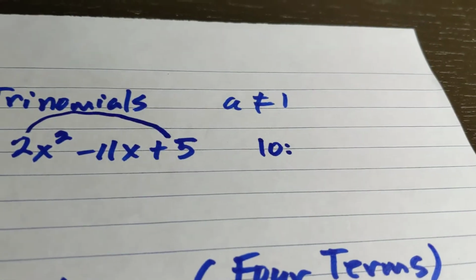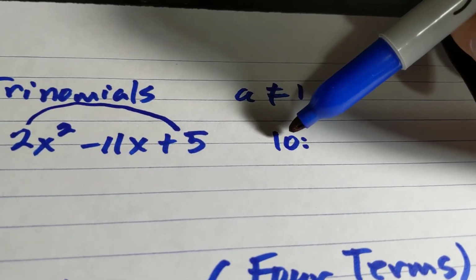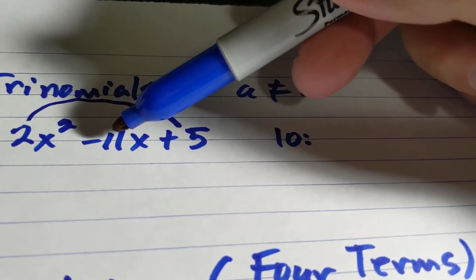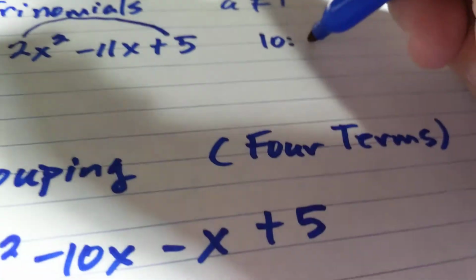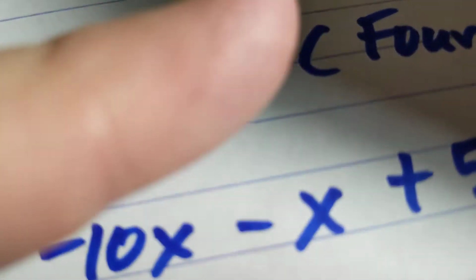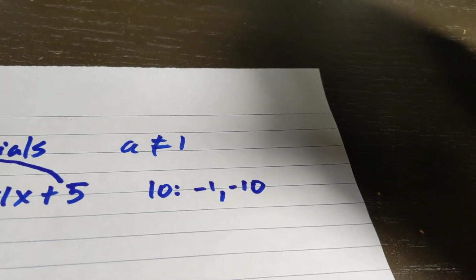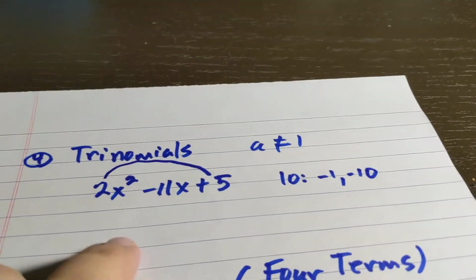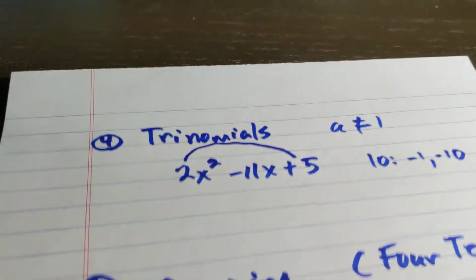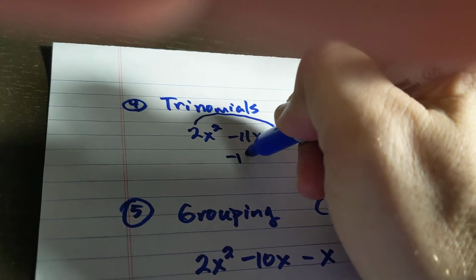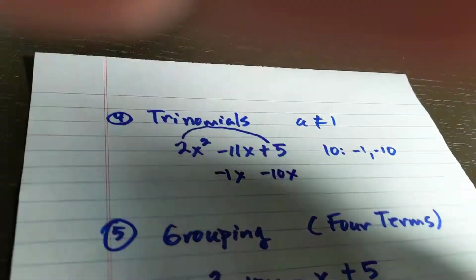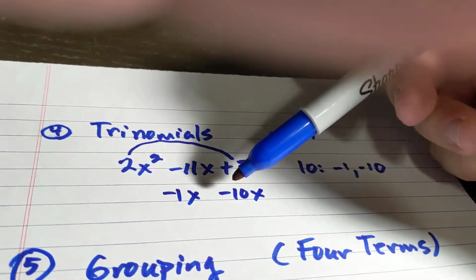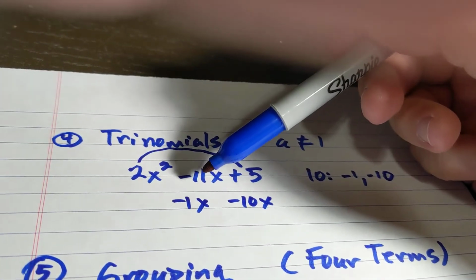So write down the 10 and then be thinking, hey, what would multiply to be positive 10 but would add to be negative 11? If you think about that for a second, you're going to realize that's going to be negative 1 and negative 10. So negative 1 times negative 10 is positive 10, and it does add to be negative 11. So what you do is you write that down over here with an X. The reason you write an X is because we're trying to say, hey, these two things added together would be this.